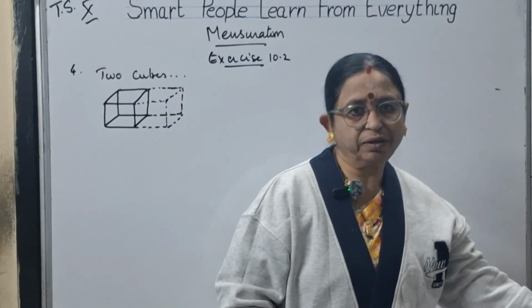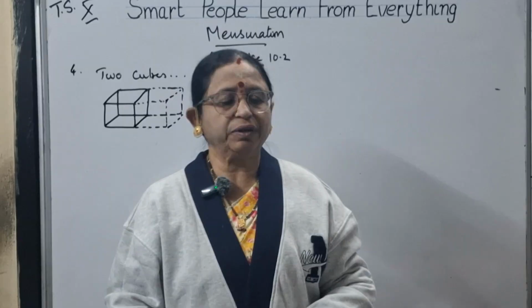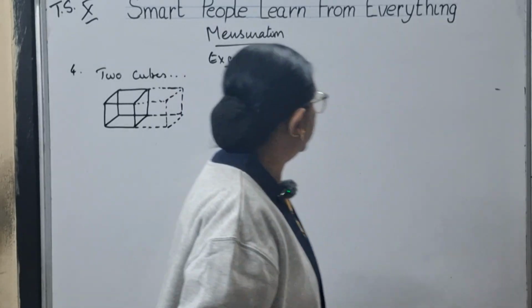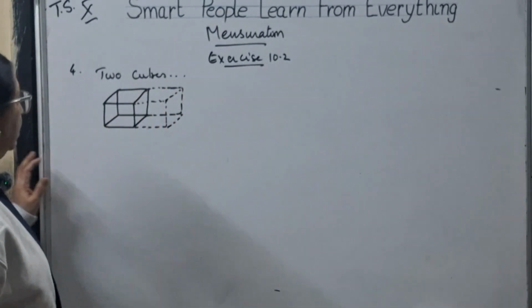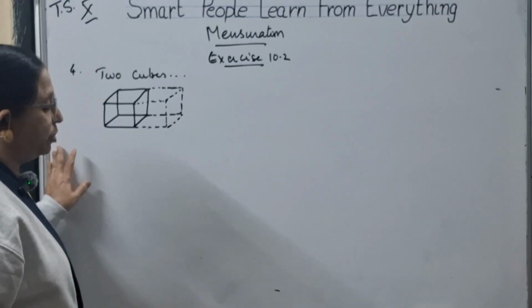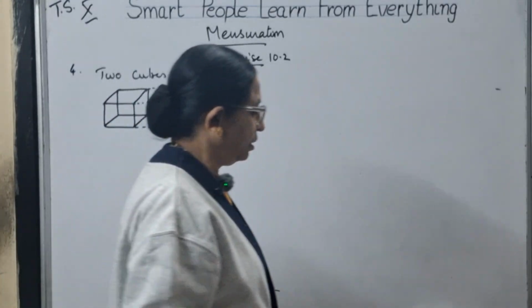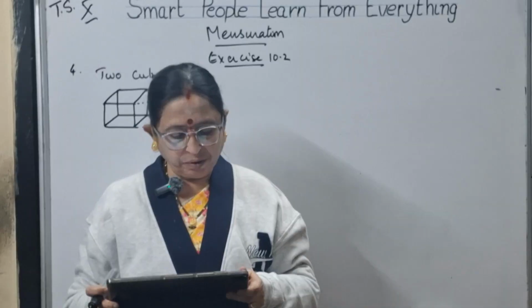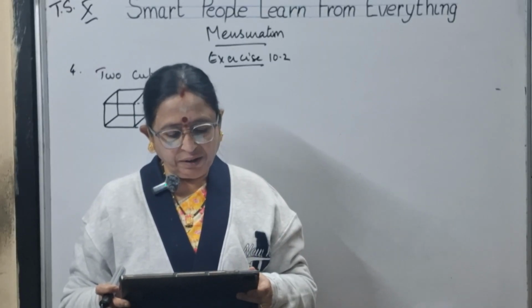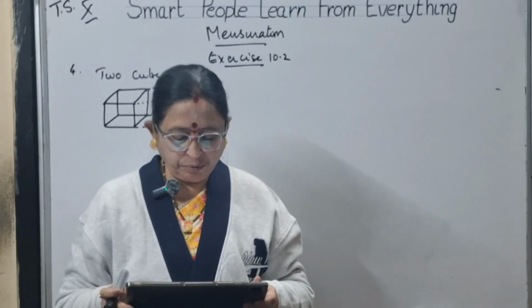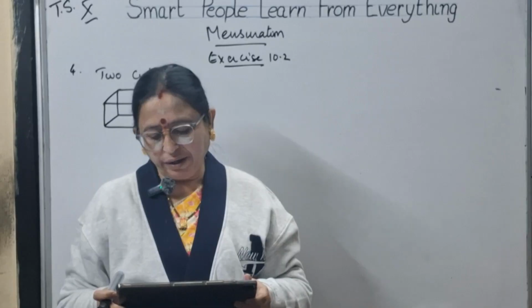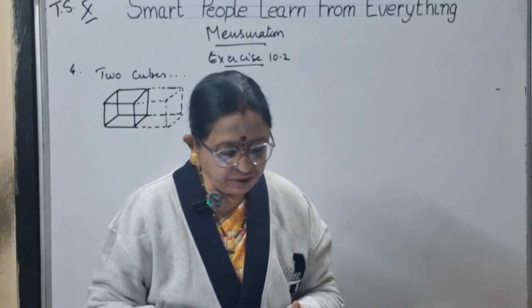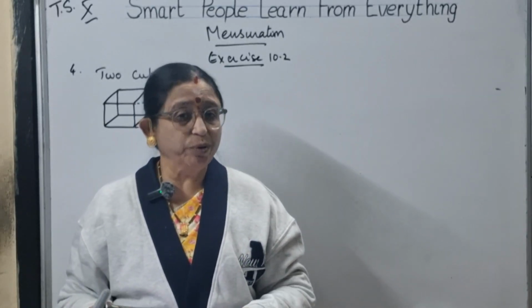Now I am dealing with 10th class maths, mensuration. In that I am doing exercise 10.2. Three sums I have already done. Now the fourth sum. Let us see what it is. The fourth sum says: two cubes each of volume 64 cubic centimeters are joined end to end. Find the surface area of the resulting cuboid.